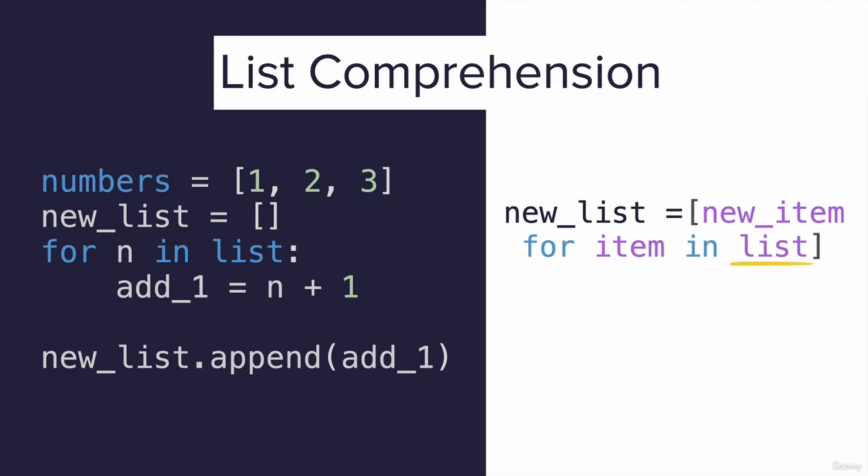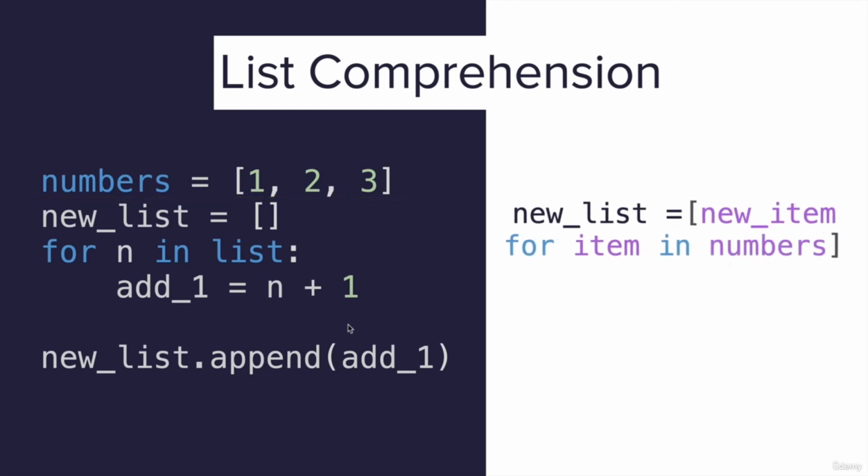So the first keyword I'm going to replace is the list. So this is the list that we're going to iterate through. And in our case, it's this list of numbers. So let's replace that list keyword with the actual list, which is numbers. The next thing that is easy to understand is each item in the list. So we can call this anything we want. In the for loop here, we called it n. So why don't we go ahead and call it n again?